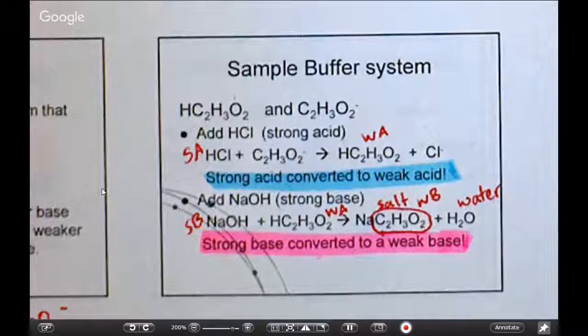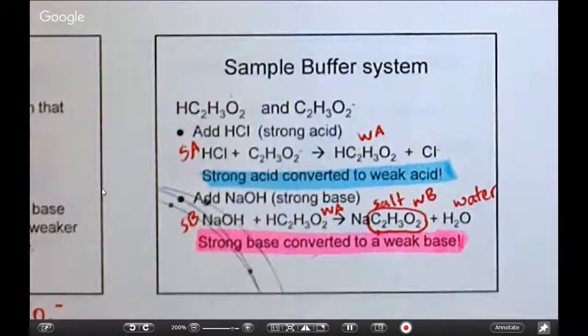So part of your goal come Tuesday is going to be, can you define a buffer system? Like, what is a buffer? Which comes from the first slide. The second part would be, can you provide an example of a buffer system? So come up with a weak acid and its conjugate base, or a weak base and its conjugate acid.